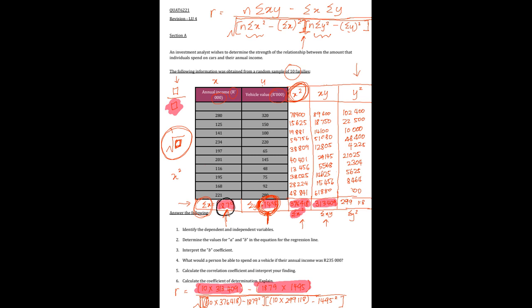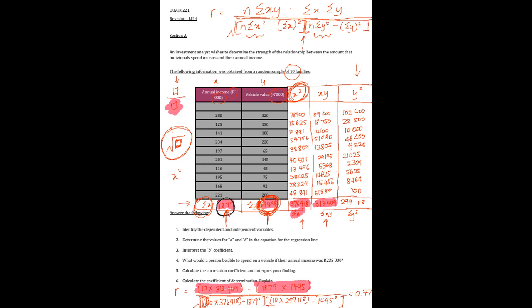And then you have n times again. So here you'll make use of a double bracket again. 10 times 299,118, close the bracket, minus 1495 squared, and close the bracket again. So this should give you an answer of 0.77.